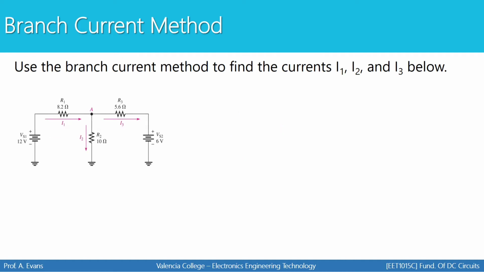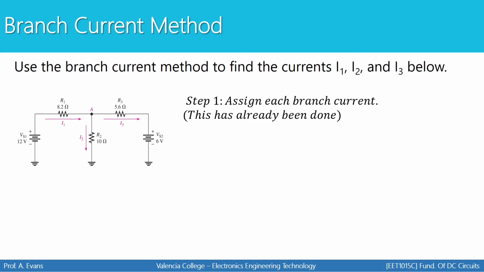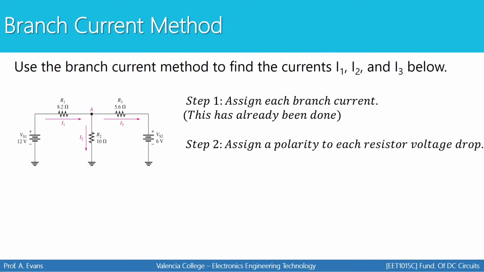So we're going to begin by assigning each branch current. In this case, it was already done. Next, you're going to assign a polarity to each resistor voltage drop. So that means you need a plus and a minus, a plus and a minus, a plus and a minus.